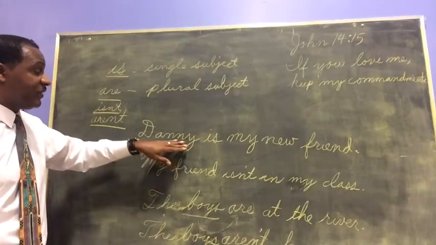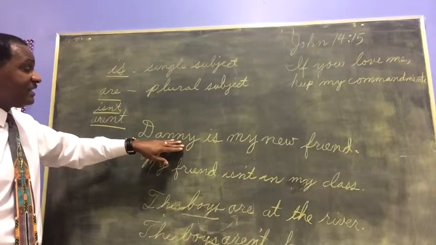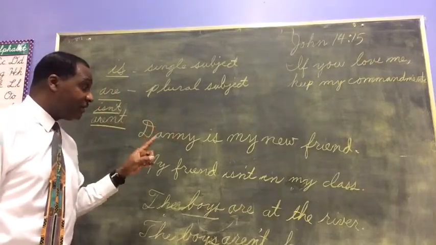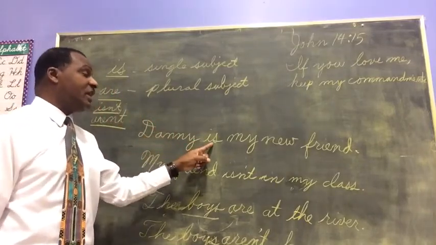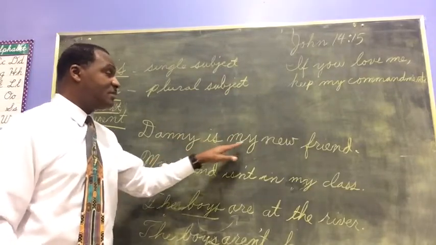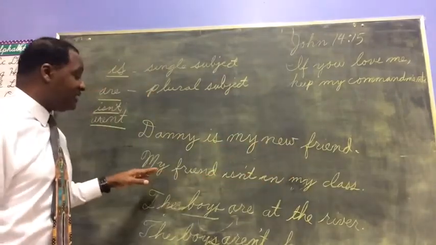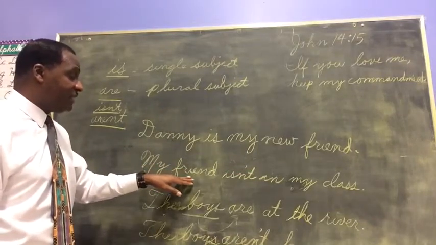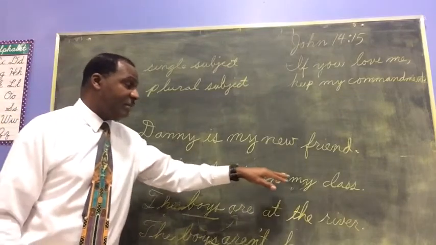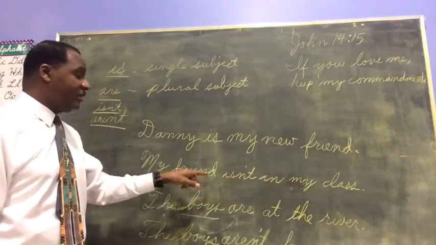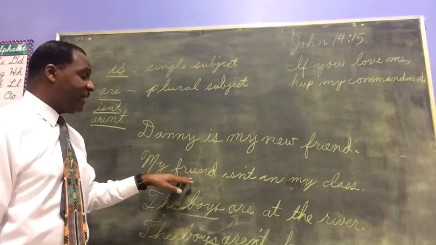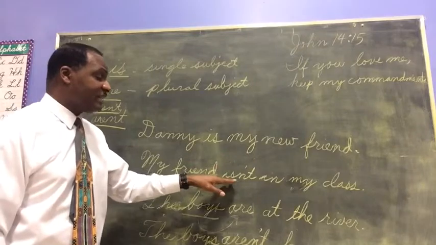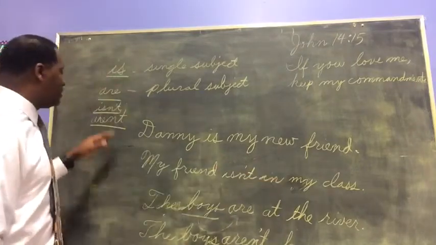It's by itself. For instance, in this particular case, these are singular subjects. Danny is one person. That's singular. So with Danny, we would use the word is. Danny is my new friend. And that would be an example there. For this subject, my friend isn't in my class. That would be a singular word. My friend is singular, so we would use a singular verb to go with it. Is not would be the word that we would use.